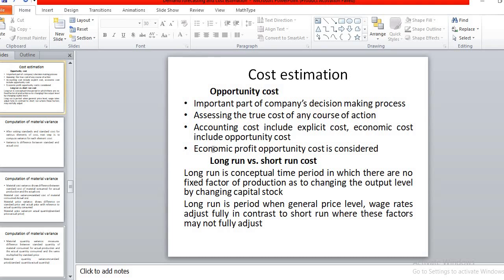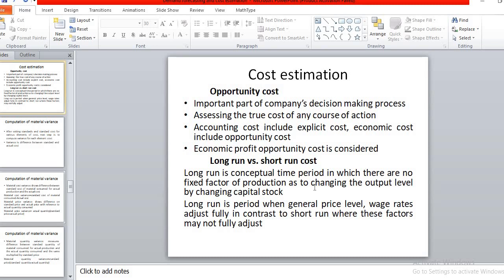Economic profit also assesses the true cost of a particular course of action.